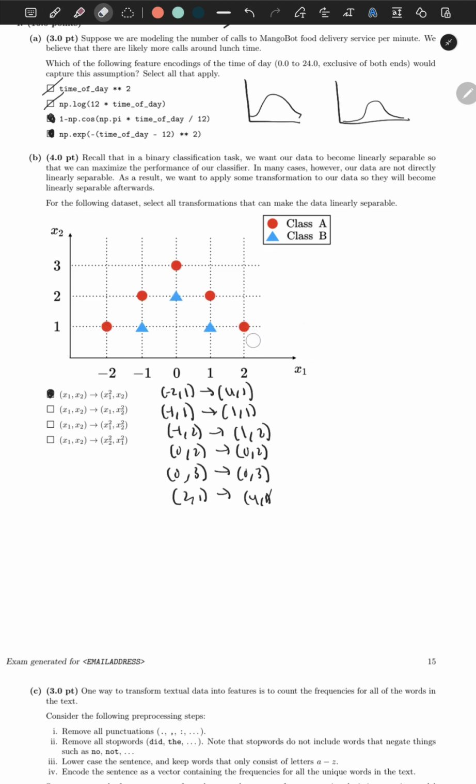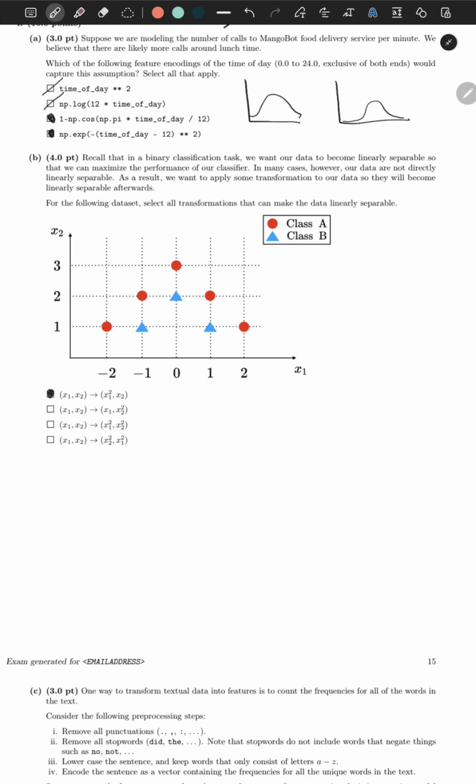Okay, so now moving on to the second option. We can do the same exact thing and just apply our transformations. I'm starting at this point here, negative 2, 1. The transformation is now squaring x2, so we have negative 2, 1 again. So this point remains. Then for this triangle point, we have negative 1, 1. This still just stays as negative 1, 1.